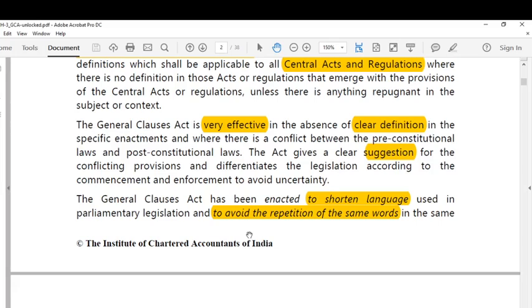So that is the reason this General Clauses Act should be studied by any person who is going to be a part of implementation of any statute made by the parliament.